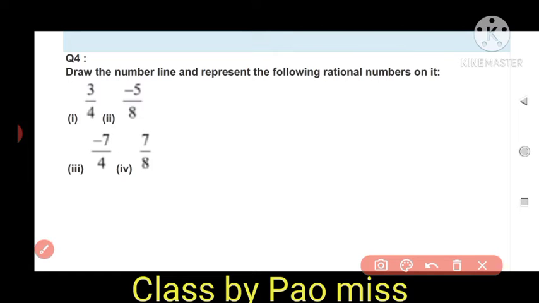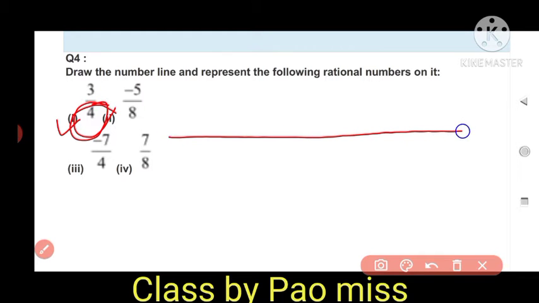So the first question is given what? First is given 3 upon 4. Now you have to see the denominator. When you draw a number line for a rational number, you have to see the denominator. So the denominator is 4. Now what will you do?